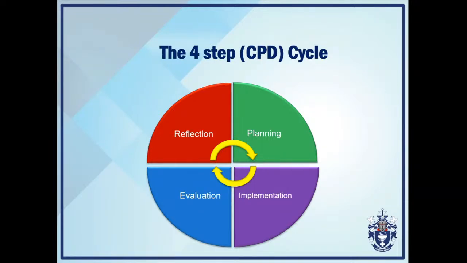Once you are done with your planning, then the next step will be to implement whatever is in your planning. If it means you need to attend a symposium in order to get the information that you need to enhance your performance, then that's what you will indicate under the implementation, whether you have attended it as it was planned, and what it is that you have learned from there.